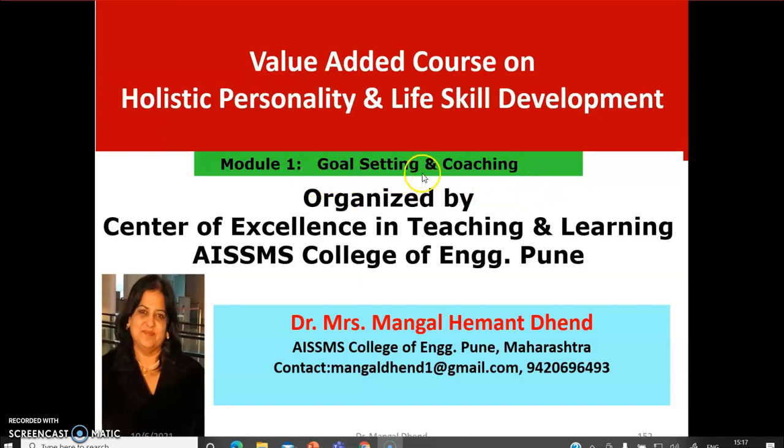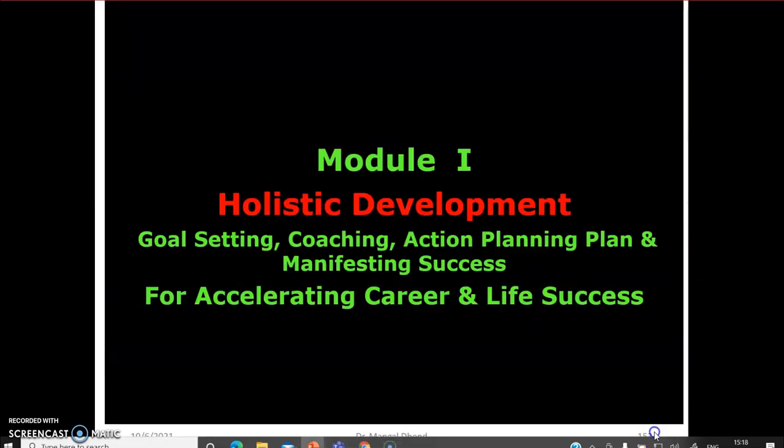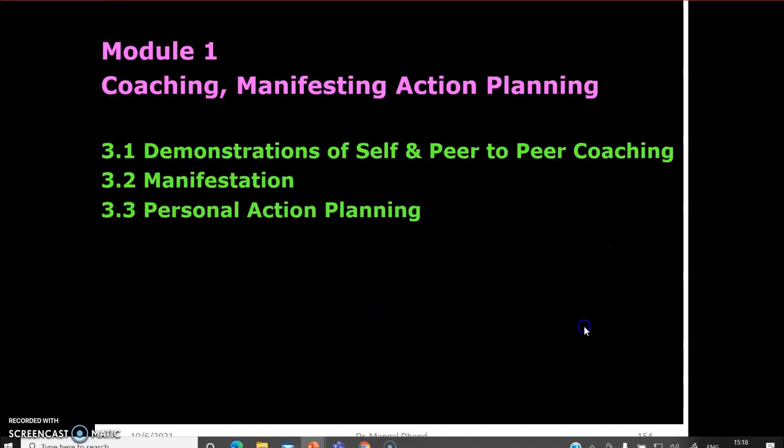So we have seen the goal setting process. Now we will see how to execute coaching, and then a little part of manifestation also. This course is for accelerating your career and life success. So our objective is this: you have to plan your goals related to your career and life success. Do focus on which areas you have considered in the mind map and which goals you have set. You have to follow a rigorous process.